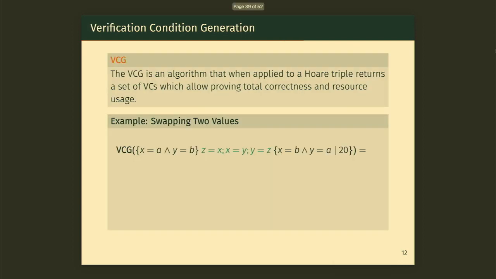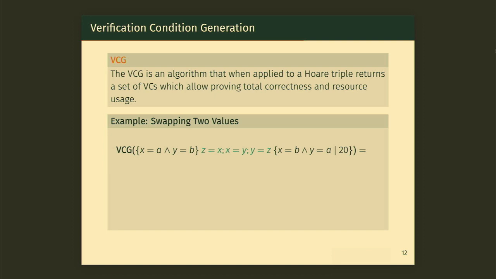So let's just look a bit into the VCG algorithm. So, as I said, this is a way to mechanize our logic. It receives a Hoare triple, and it generates a set of conditions. If all these conditions are validated, then we have also proved the validity of our triple.